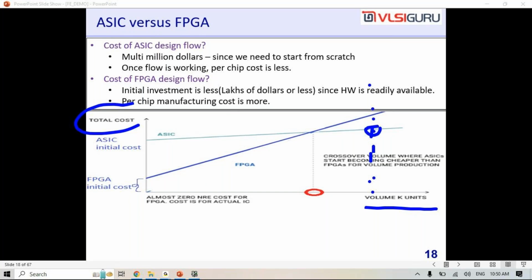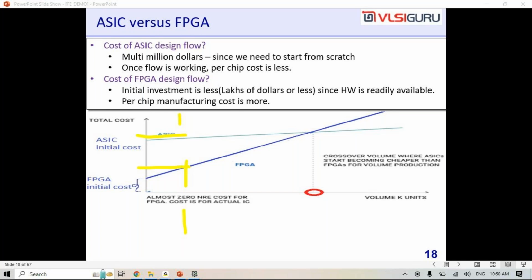ASIC is costly. So FPGA is costly, sorry, ASIC is better because you can see the ASIC curve is here, whereas FPGA is costing more. If I take this line, which is cheap, which is better? FPGA. Because FPGA is cheaper, ASIC is costly.